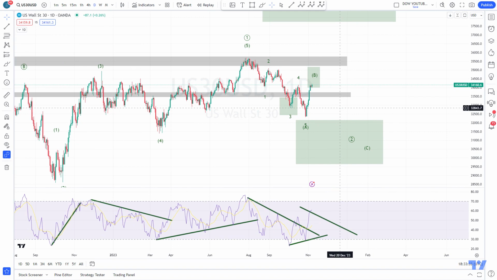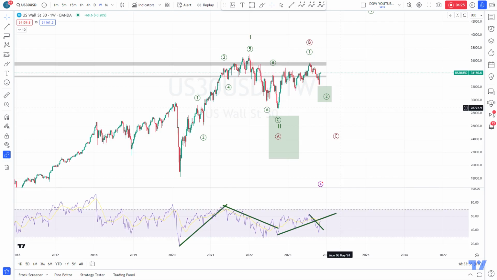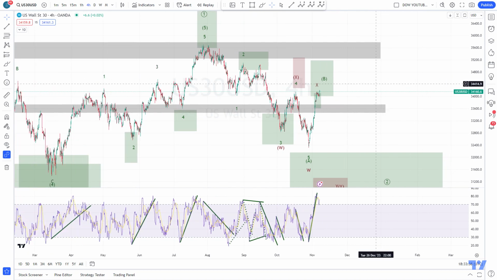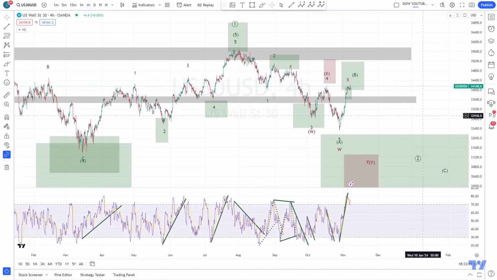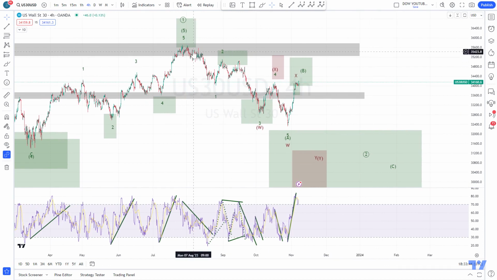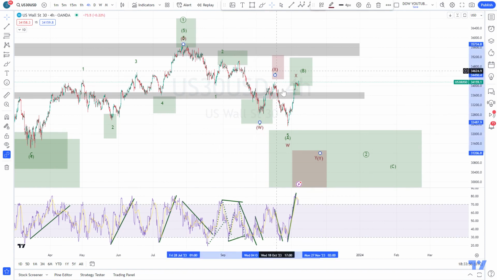Now, if we look at the 4-hour here, remember I always took into account also a scenario where we are moving in a WXYXZ structure. I always assumed this scenario because of analysis of the lower time frame. Within this 5 waves down structure, there are some elements that are not really in favor of an impulse down.